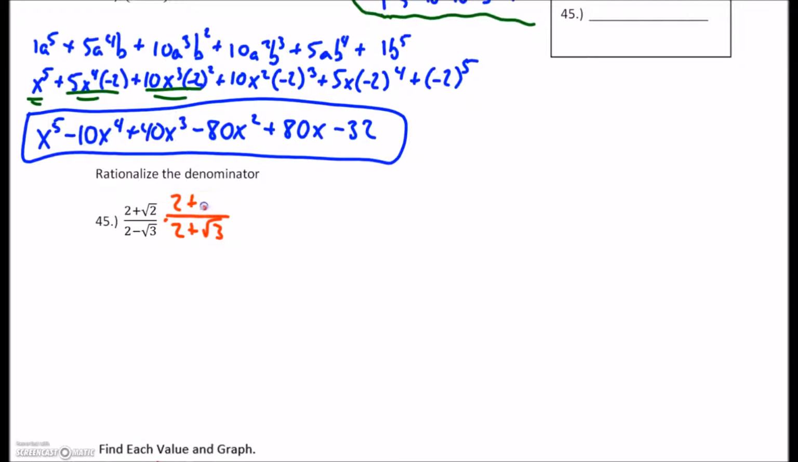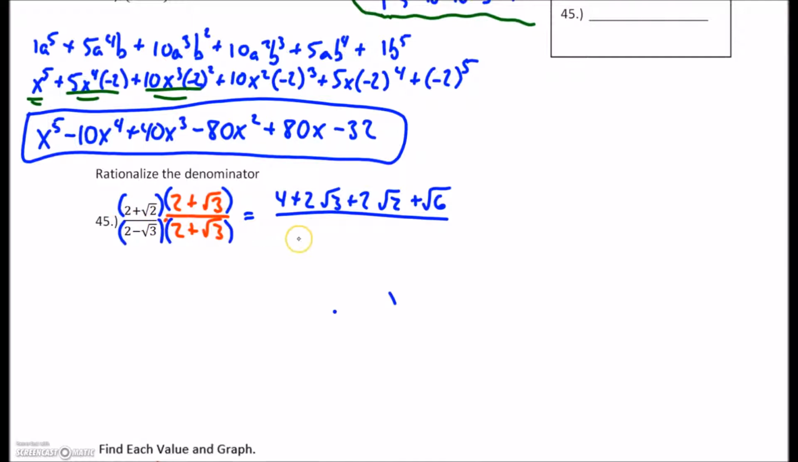Whatever I do to the denominator, I have to do to the numerator. Okay, and so I multiply these out. So in the numerator, I have to distribute or FOIL this thing. That's going to give me a 4 plus 2 root 3 plus 2 root 2 plus the square root of 6. In the denominator, when I multiply this out, again, it's FOIL or distribute here, because I have a binomial times a binomial. There is a shortcut we can take, but I'm going to multiply it all out. That's going to be a 4 plus 2 root 3 minus 2 root 3, and then minus the square root of 9.